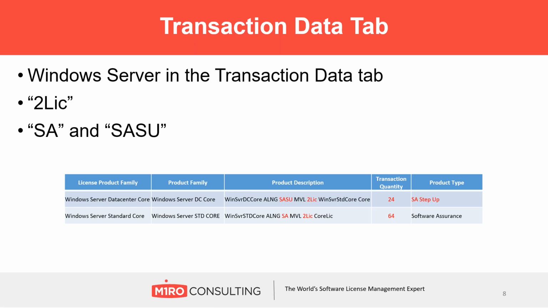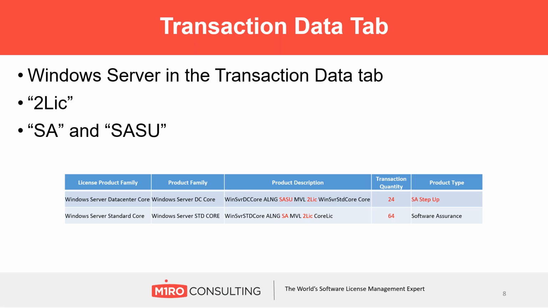Shortly thereafter, the client stepped up 24 licenses from standard to data center. This left 40 entitlements. Now, before we go to the next slide, there are two things to point out. Notice the 2LIC in the product description. This is the indication that the licenses reflected here are two packs. In other words, they cover two cores.